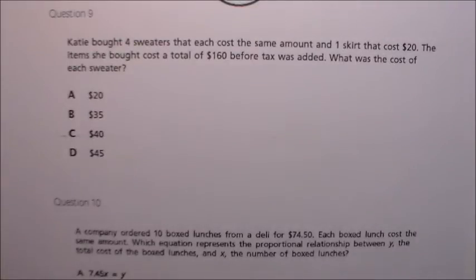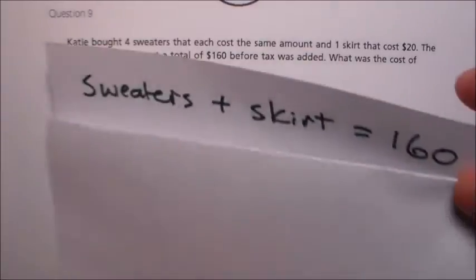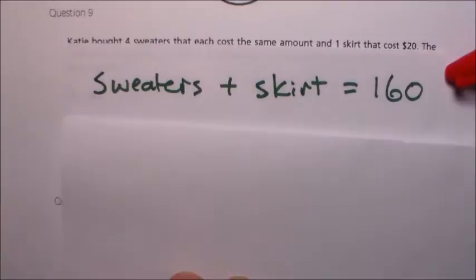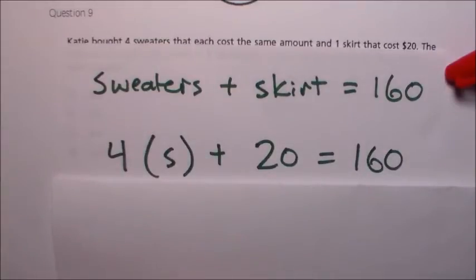Question 9. Katie bought 4 sweaters that each cost the same amount and 1 skirt that cost $20. The items she bought cost a total of $160 before tax was added. What was the cost of each sweater? Okay, so we have 4 sweaters and 1 skirt. Sweaters plus skirt equals 160. So we have 4 sweaters and 1 skirt, and the skirt costs $20, equals 160.